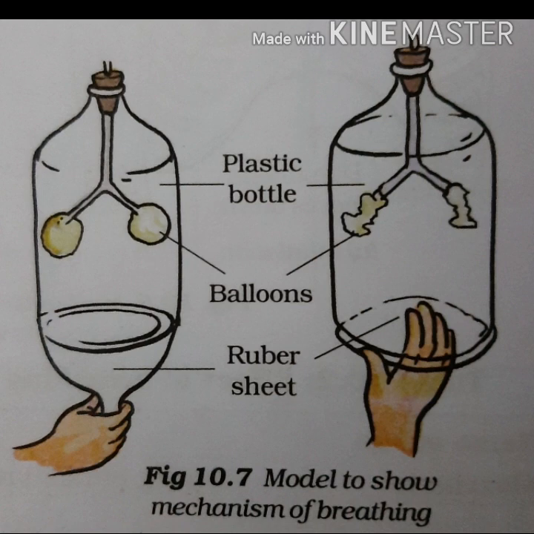For doing this model, we need a plastic bottle. If it is transparent, it will be good. We need a white tube and 3 balloons. One big balloon and 2 small balloons. Now how to do it? Procedure. How to make this model?